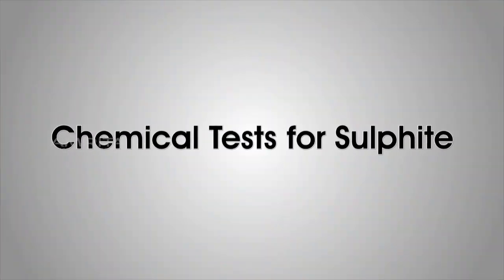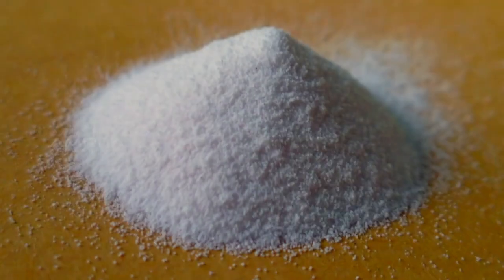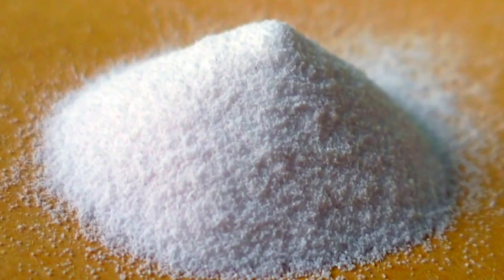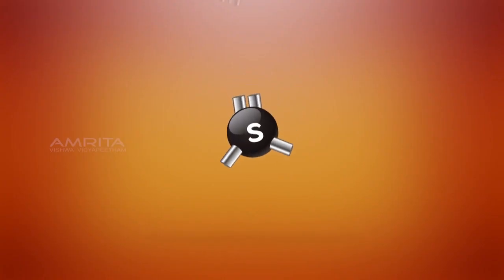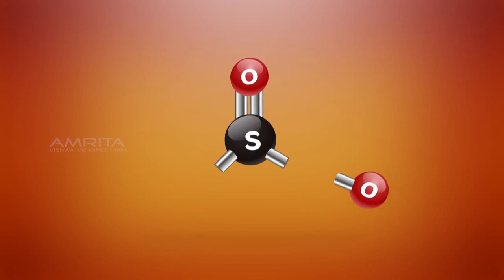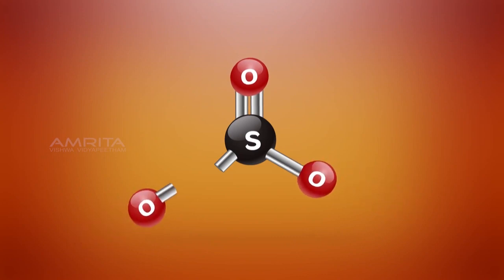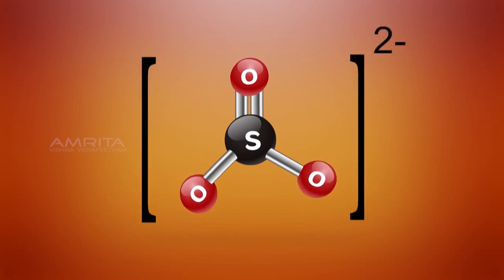Chemical tests for sulphite. Sulphites are compounds containing sulphite ions. In the sulphite ion, the sulfur atom is doubly bonded to one oxygen atom and singly bonded to other two oxygen atoms. There is also a non-bonded lone pair of electrons on the sulfur.